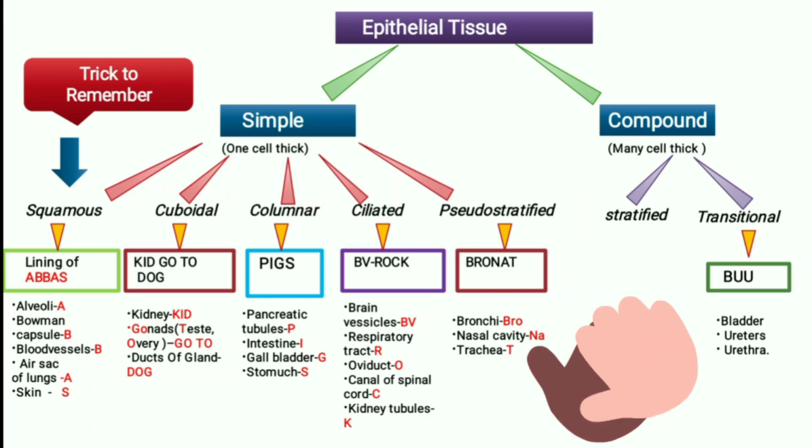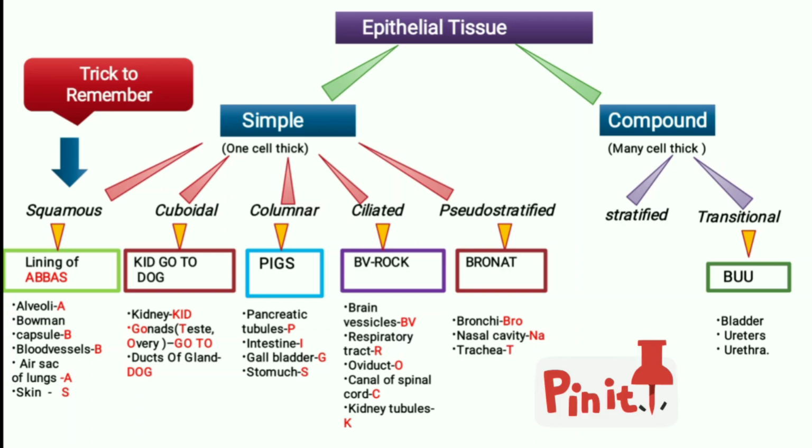Now let's see for ciliated. Ciliated is BV rock. Let's see how. Brain vesicles stands for BV. Respiratory tract stands for R. Oviduct stands for O. Canal of spinal cord stands for C and kidney tubule stands for K. So after combining all, it becomes BV rock. BV rock is the trick for ciliated.